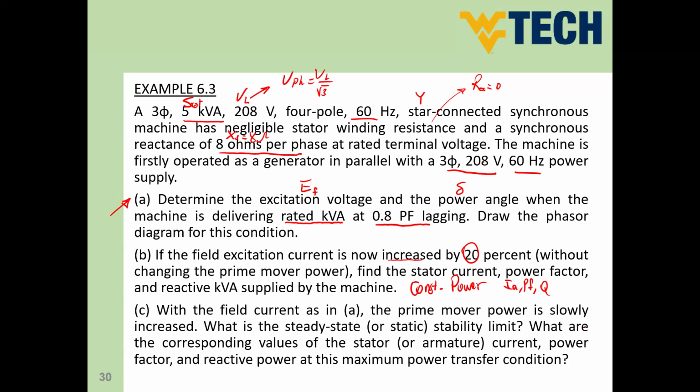Then, what are the corresponding values of the stator or armature current, the power factor, and the reactive power at the maximum power transfer condition? So here, guys, this part is reflecting one thing that is very important. The prime mover power is going to slowly increase, but in order to start increasing the power, you have to know your limits. It's not an engineering solution to increase something or decrease something without knowing the limits. Otherwise, you may burn your machine.